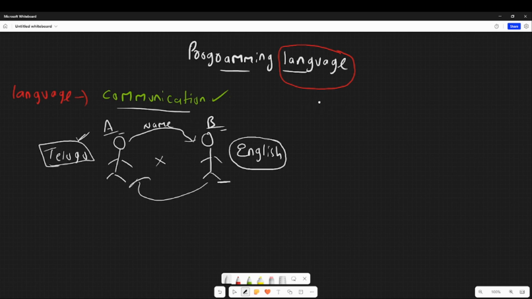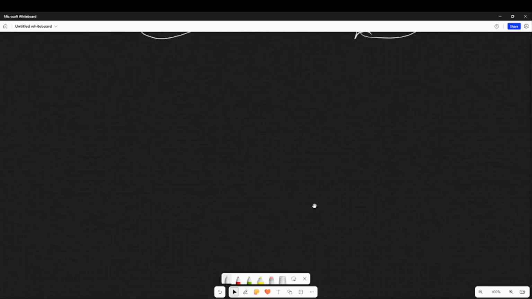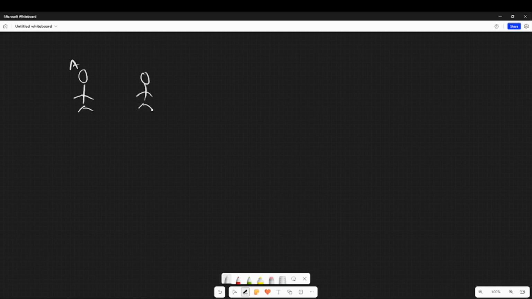This is known as miscommunication. In the same way, for example, candidate A knows the Telugu language and candidate B knows the Telugu language. Then it is easy to communicate: what candidate A is speaking can be understood by candidate B, and what candidate B is saying can be understood by candidate A. That is the first scenario.